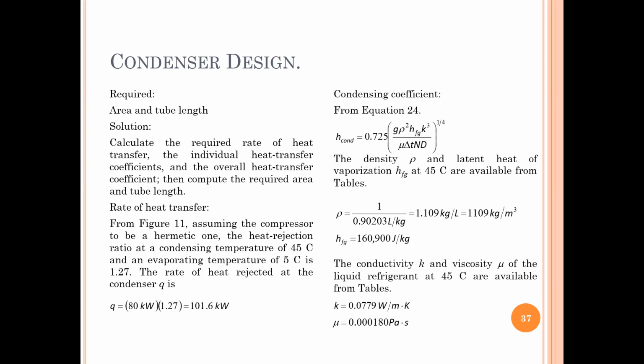Now, for the condensing coefficient from equation 24, h of condenser is 0.725, kasi horizontal siya, di ba? Times, ito yung equation mo, rho squared g h_fg k cubed over mu delta T and D. So, the density rho and the latent heat of vaporization h_fg at 45 are available from tables. So, rho is equal to 1 over 0.9020 liters per kilogram is 1.109 kilogram per liter or 1109 kilogram per cubic meter. This is now, h_fg is 160,900 joules per kilogram.